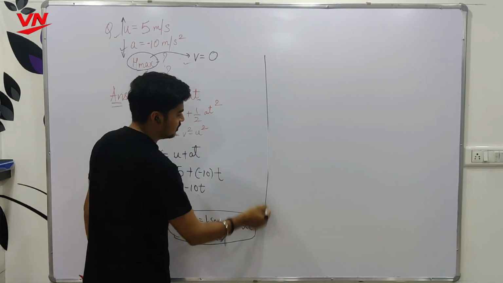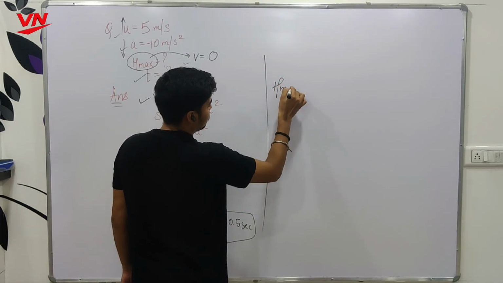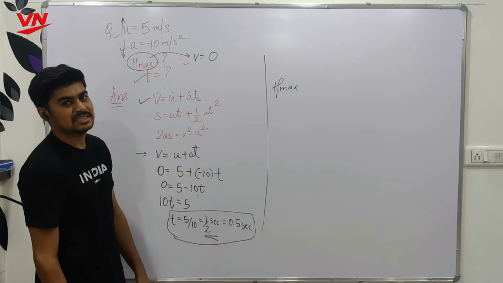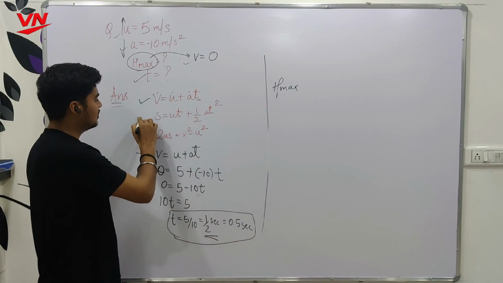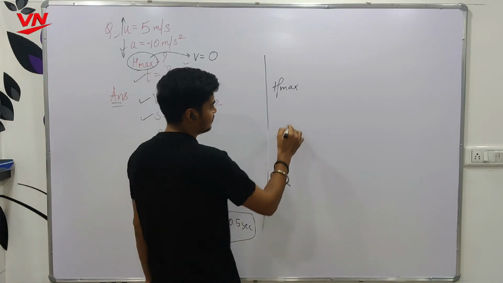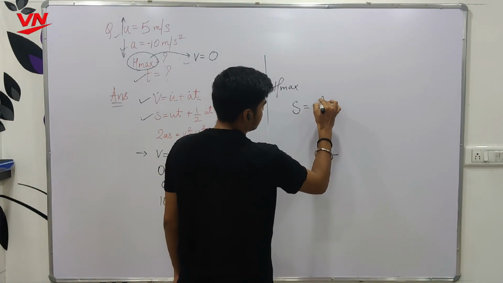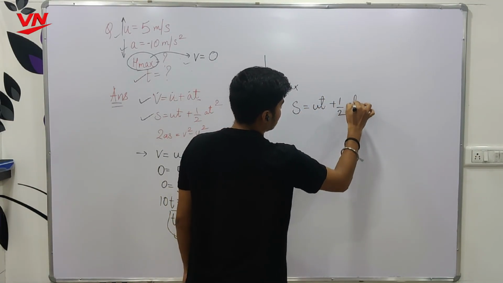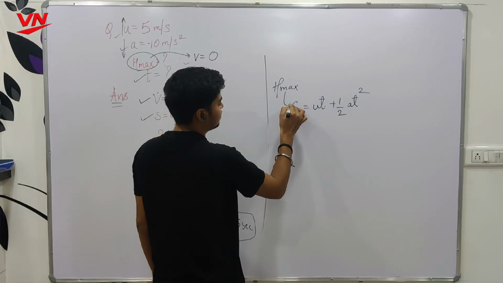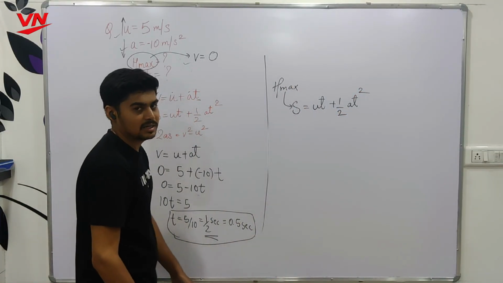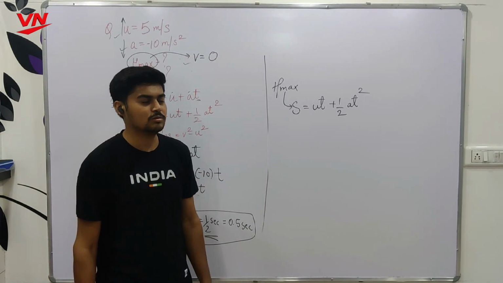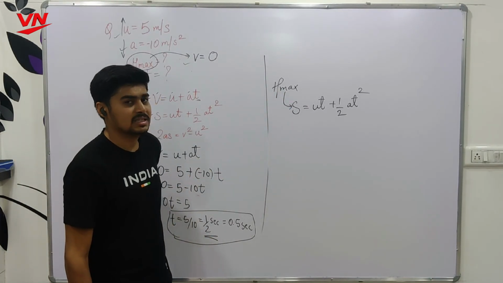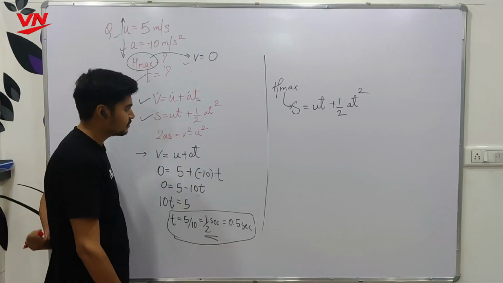Now how will I calculate the maximum height? What do you think? Basically maximum height is nothing but the distance. That distance we will calculate by this formula of s. So s is equal to ut plus half at square. That particular s is nothing but the maximum height in this case. Every time they won't ask you to find the distance or displacement. You have to use some logic. Basically the h max will be the distance only.